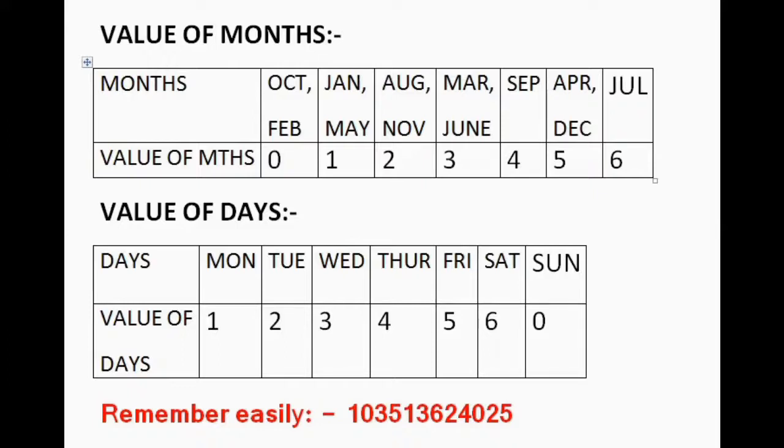The answer is our year ends in February and we have already taken the odd day of a complete year, in value of year, which I have discussed earlier. The best way to remember it easily is to break it in 3 parts. First is 1, 0, second is 3, 5, 1, 3, 6 and third is 2, 4, 0, 2, 5.